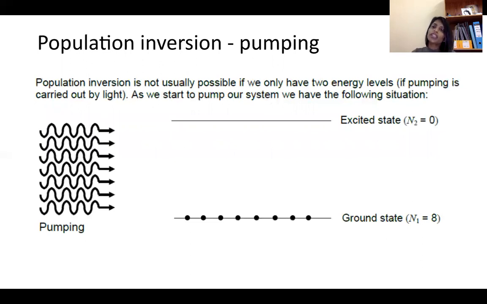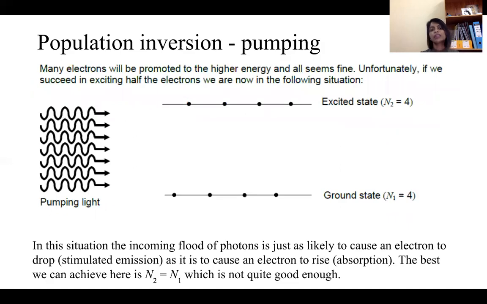Okay, now population inversion is not usually possible if we have only two energy levels, because when we start pumping, let's imagine we have a ground state with 8 electrons and in the excited state we have none. Then we pump energy, and part of these electrons will absorb this energy and go into a higher energy level. Now, what happens? Unfortunately, we can't exceed more than half the electrons in the excited state.